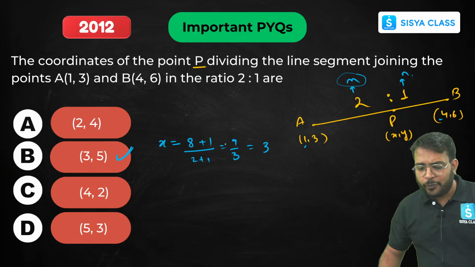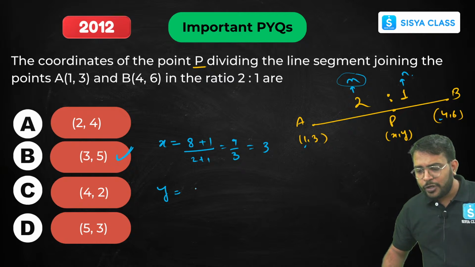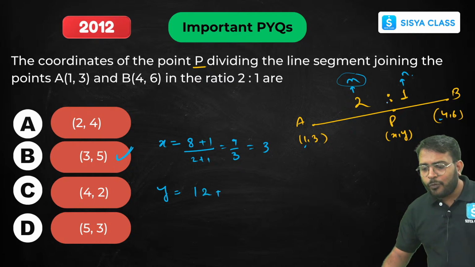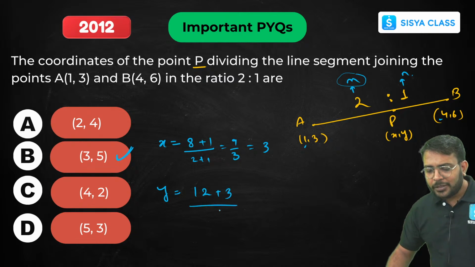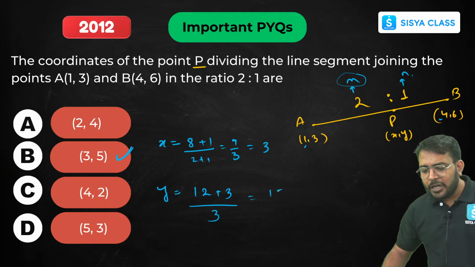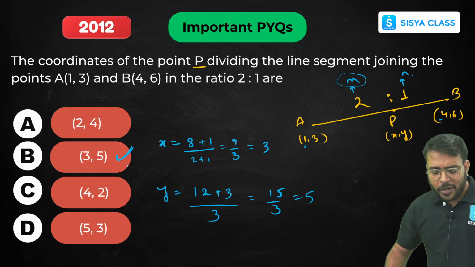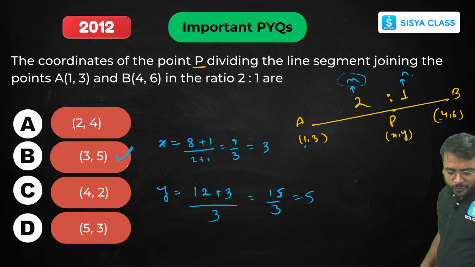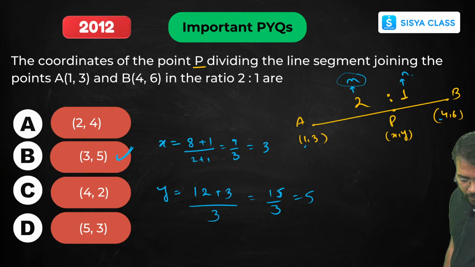But if you want to verify, you can verify your y coordinate also, fine. So m into 6, that means 2 into 6 is 12, and 1 into 3 is 3, divided by 3, it is going to be 15/3, that means 5, yes or no. That means option B is going to be your correct option, understood, okay, fine, all right, very good.